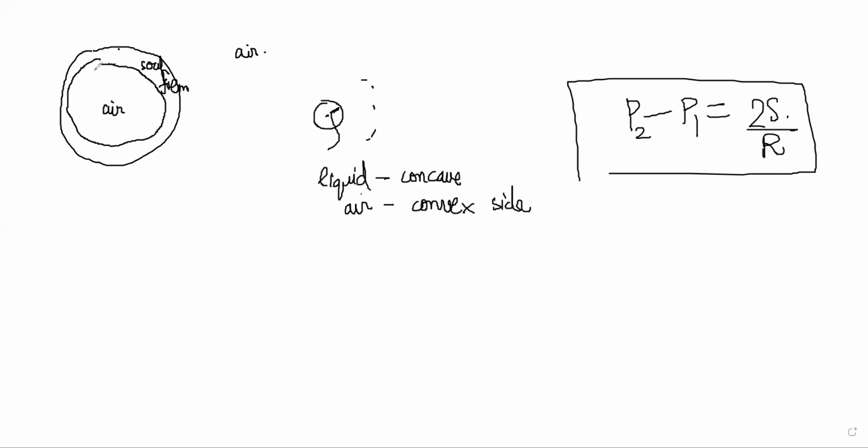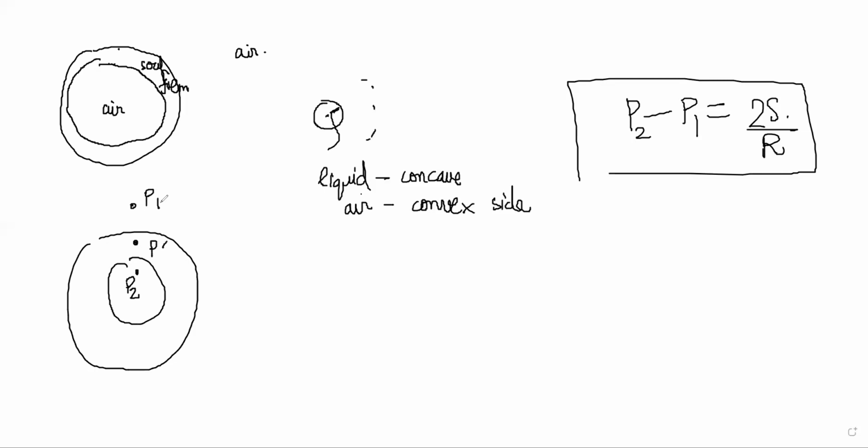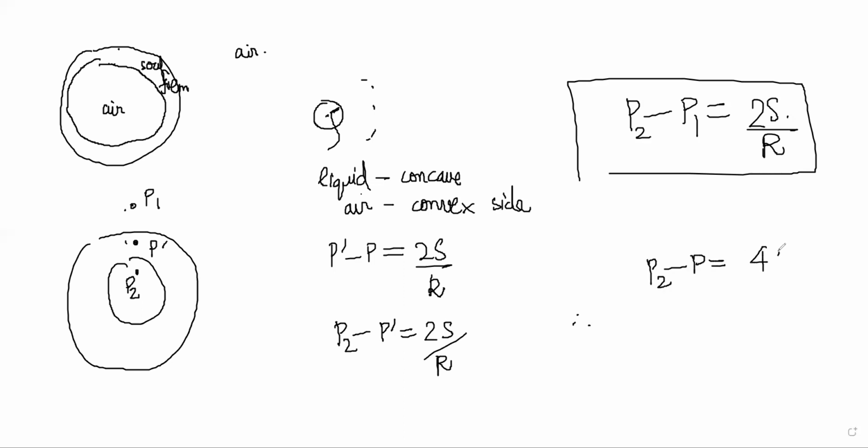So if I have this situation, let's say inside pressure was P2, the pressure in the film of the soap was P dash, and outside was P1. Between this and this concave surface, you can have P dash minus P1 equal to 2S by R. Similarly, between this and this concave surface, you can have P2 minus P dash equal to 2S by R. Combining these two, you will get P2 minus P1 is equal to 4S by R.